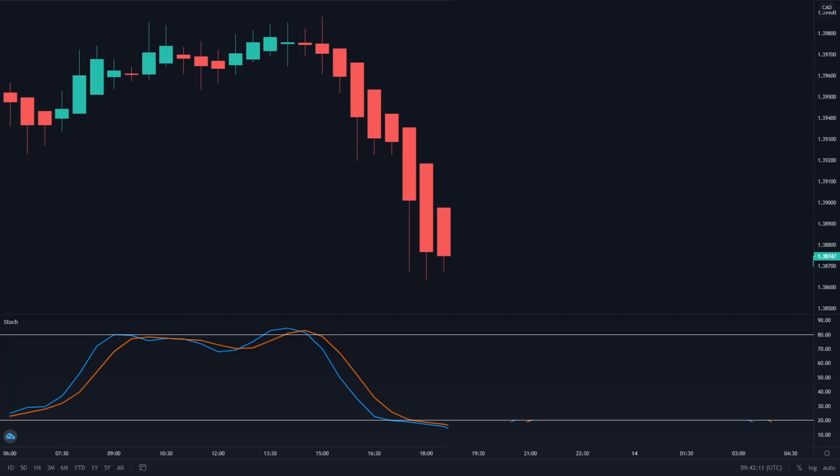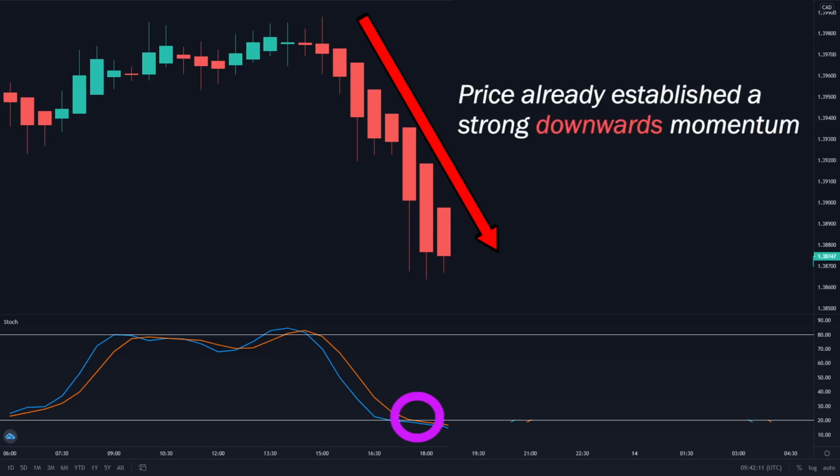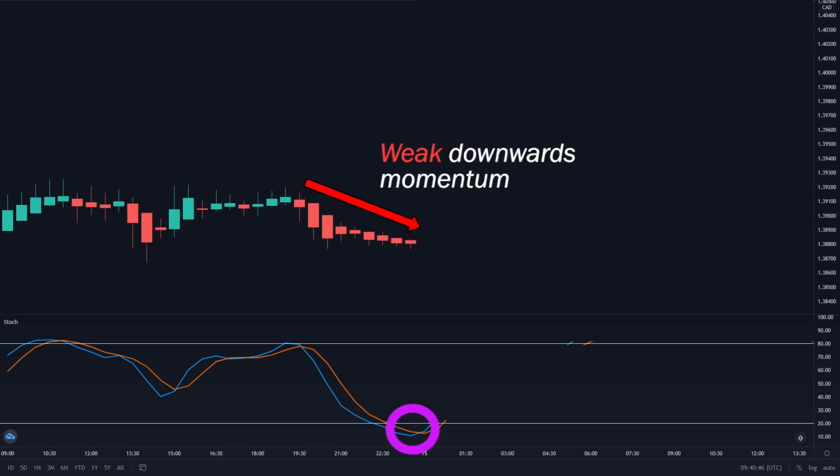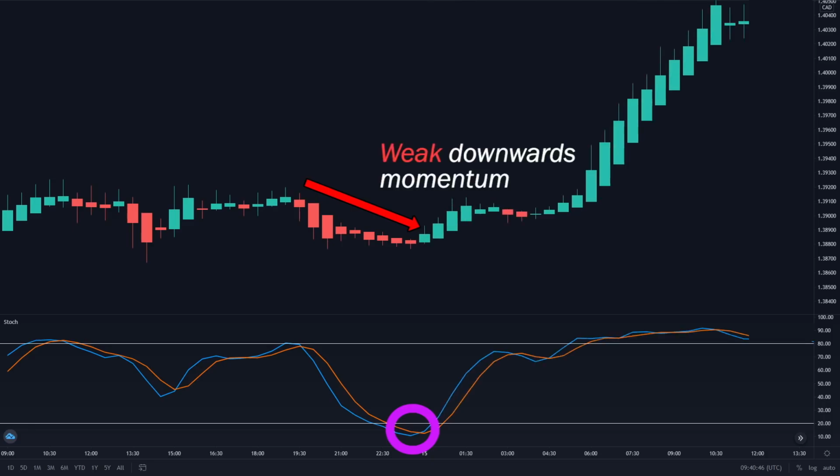Let me give you an example. Here, you can see the stochastics went to oversold levels, but the price has already dropped significantly. We do not want these types of entries because the price has already established a strong downwards momentum. Instead, we want something like this where the stochastics went to oversold levels, but the price hasn't yet established a strong downwards movement. Therefore, it is more likely to reverse to the upside.